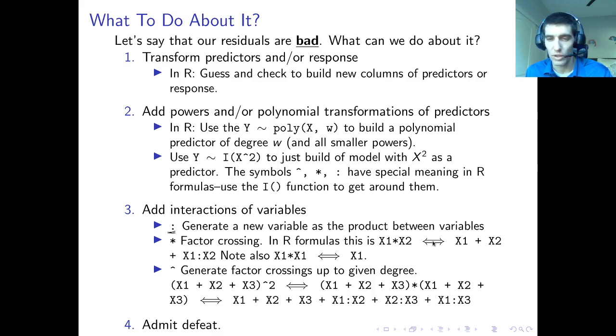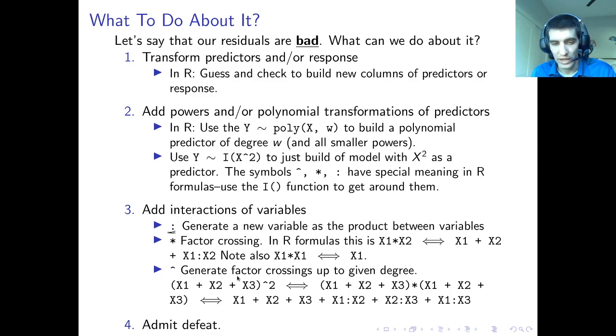Somewhat surprisingly, x1 factor crossed with itself just gives you the original predictor. This is what I mean about it doing some counterintuitive things. This is useful in some ways, and we'll talk about their applications, but this is another way to build new predictors from old predictors. You can use the colon sign, which just generates the product between two predictors. You can use the factor crossing, which generates both of them individually and then their product term. And then the caret symbol will generate factor crossings up to a given degree.